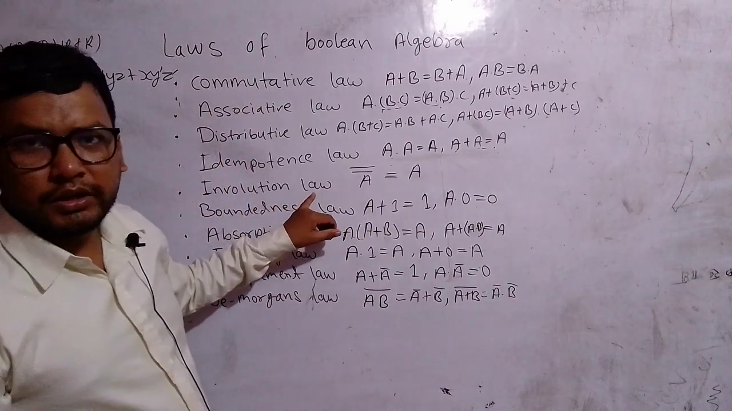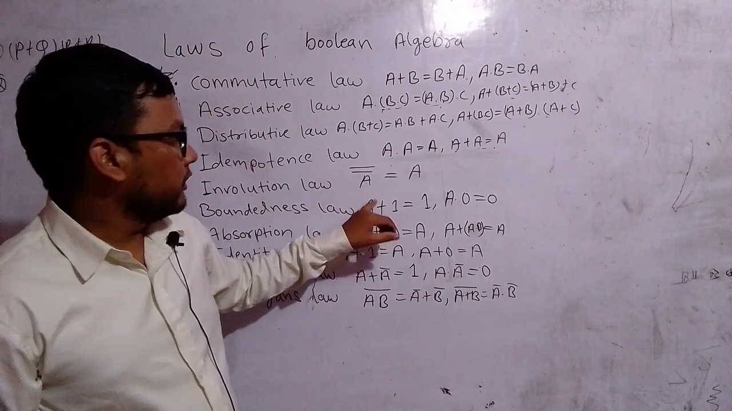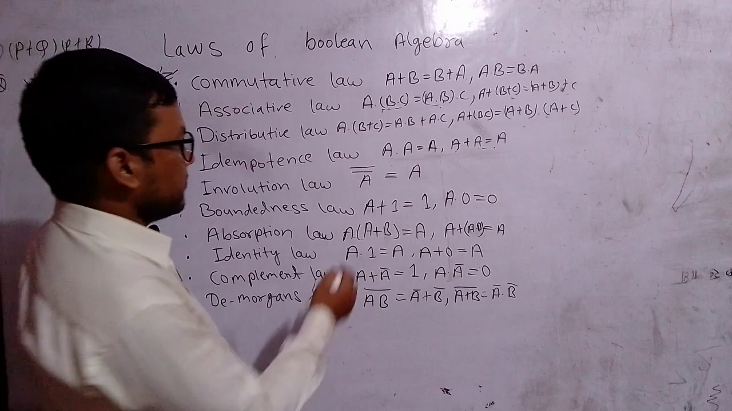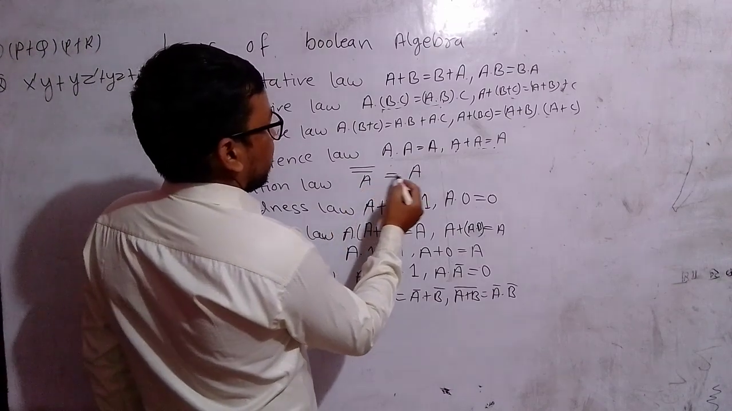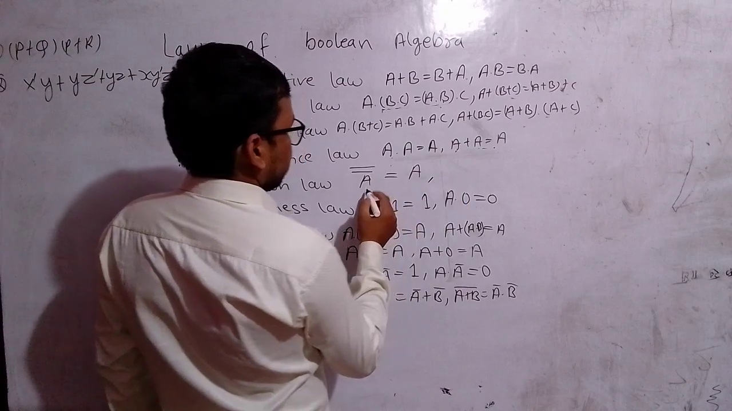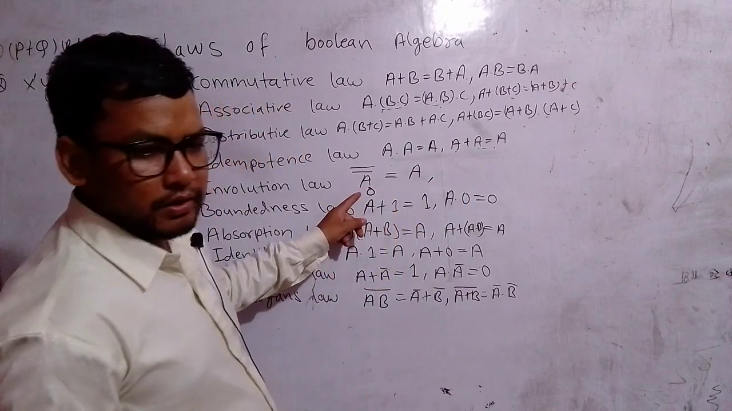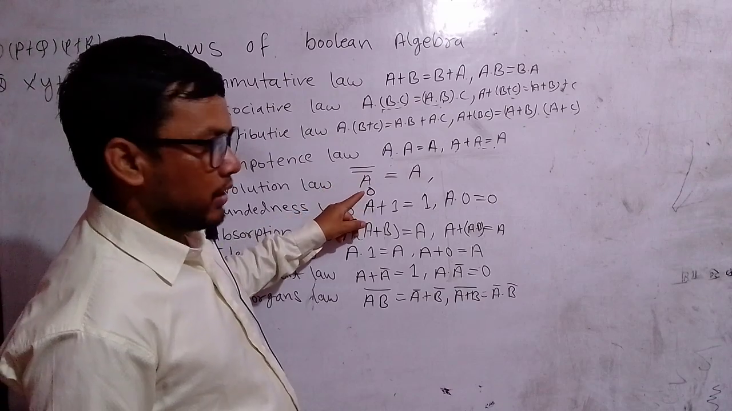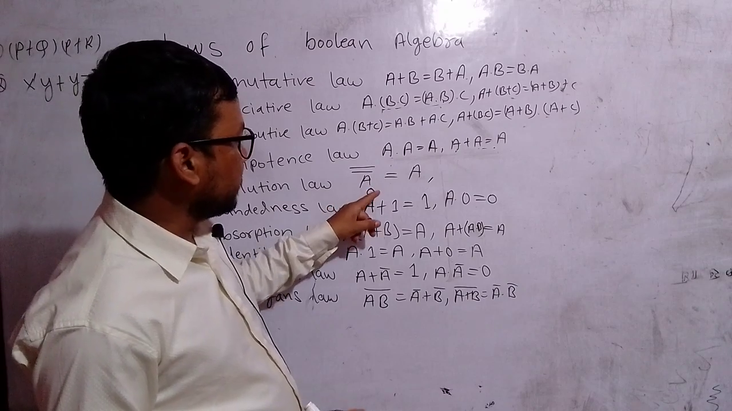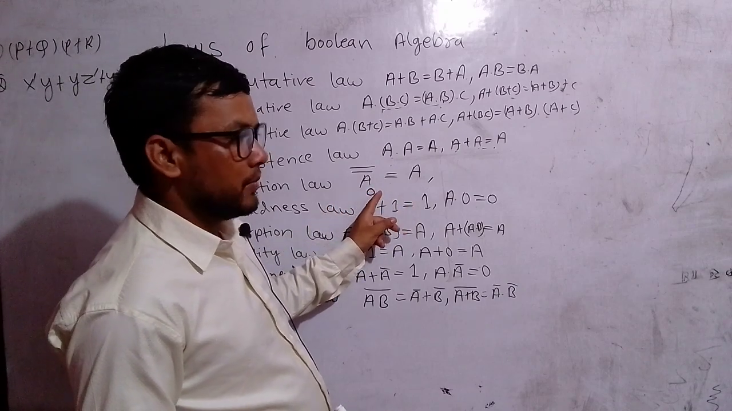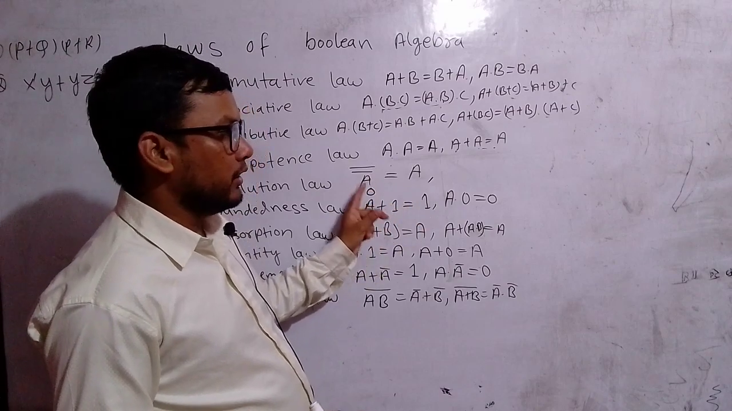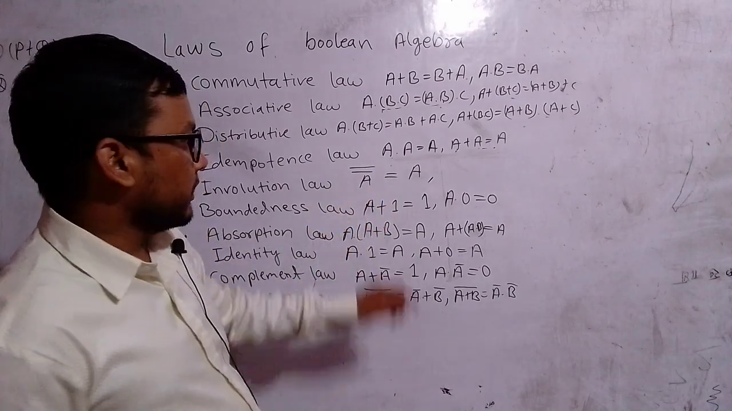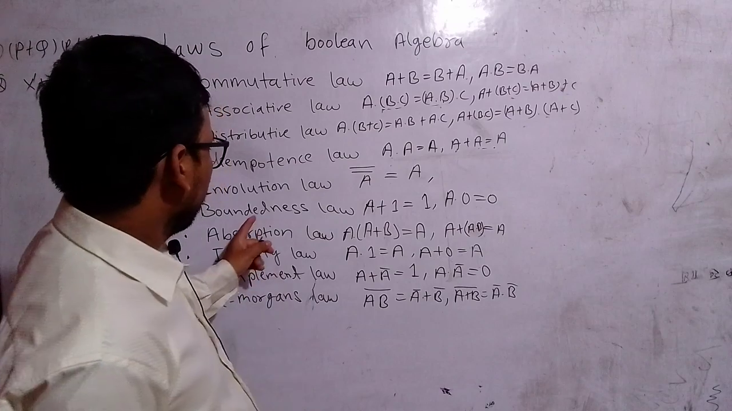Now involution rule. Involution rule states that the double complement of any variable is equal to that variable. That means the double complement of A would be equal to A. That means if A is equal to 0, then the single complement of 0 would be 1, and if we again complement 1, then it would be 0. That means the double complement of 0 would be 0. If A is equal to 1, the double complement of 1 would be 1. That means the double complement of any variable would be the same variable.